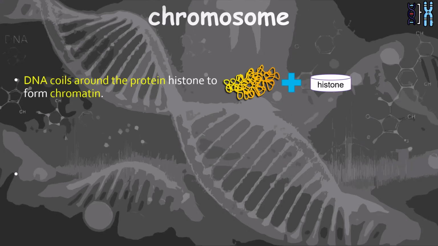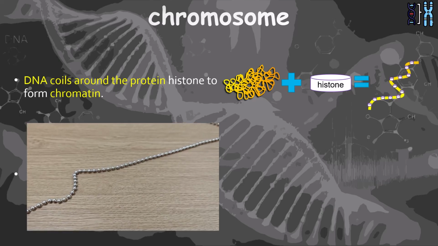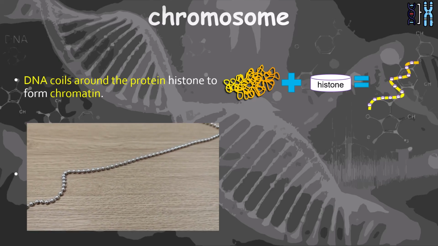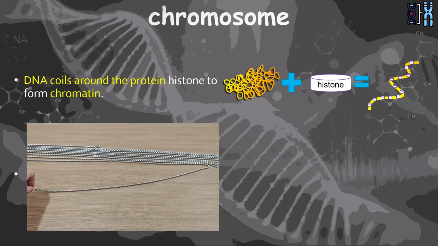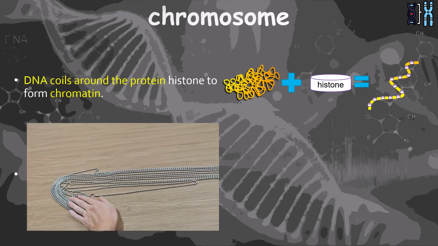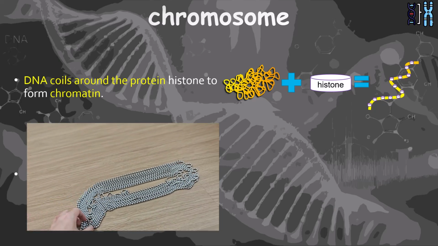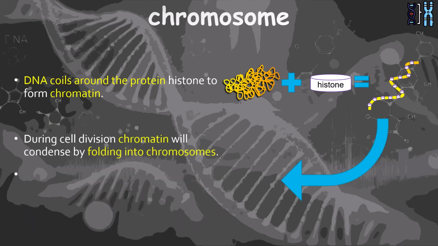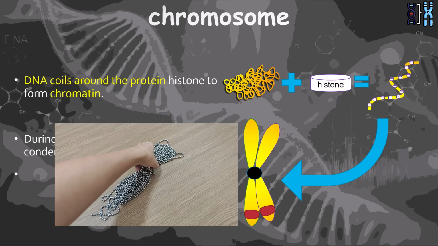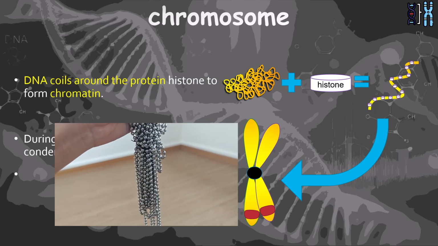DNA coils around the protein histone to form chromatin, which you learned about in Chapter 1. Most of the day, DNA actually hangs around in this form. It is only during cell division that chromatin fibers will replicate, condense, or fold into chromosomes. You may notice that there are patches on chromosomes.